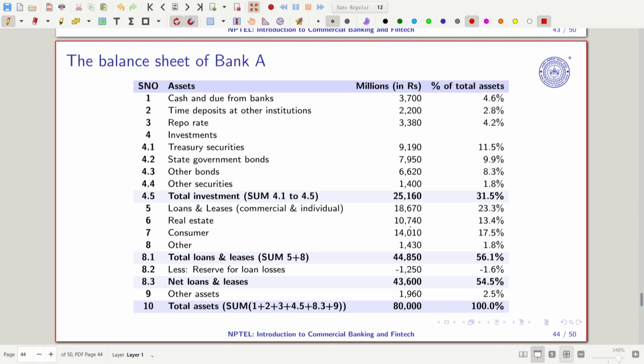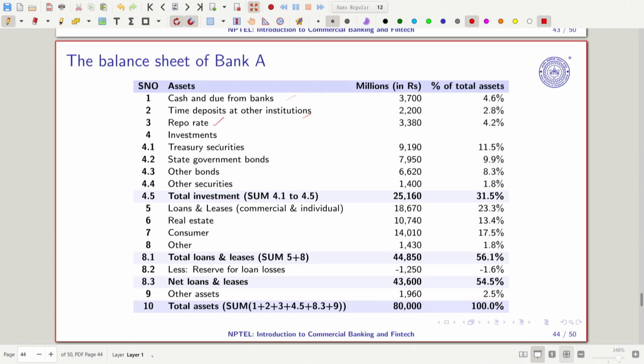So maybe we can move on and see one more angle. Now we can see what the balance sheet of a bank looks like. So let's go by that. Here we have the asset side. In this asset side you can see that we have cash and due from banks, and time deposits at other institutions, which they are saving. So this is the asset. How much is the income earned by the bank? This is why we are saying the equity multiplier is riskier.